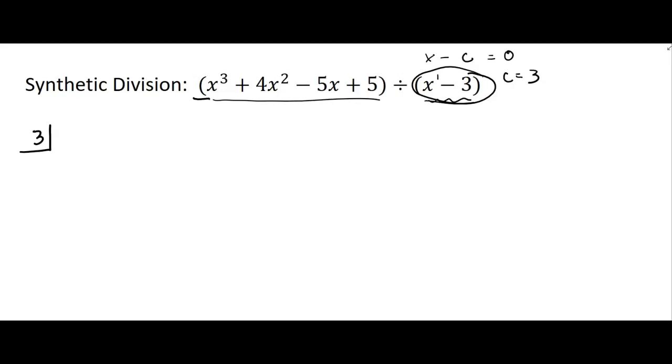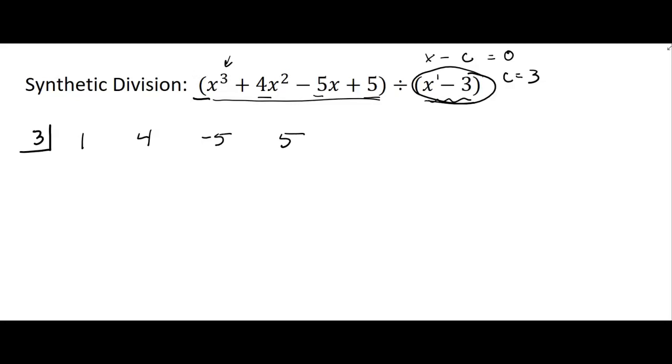Then you're going to pull off the coefficients of your polynomial. Now, if the highest degree is 3, or the degree of the polynomial is 3, then you're going to have 4 coefficients. It's always going to be 1 more than the degree of the polynomial. Okay, so what are those coefficients? 1, 4, -5, and 5.